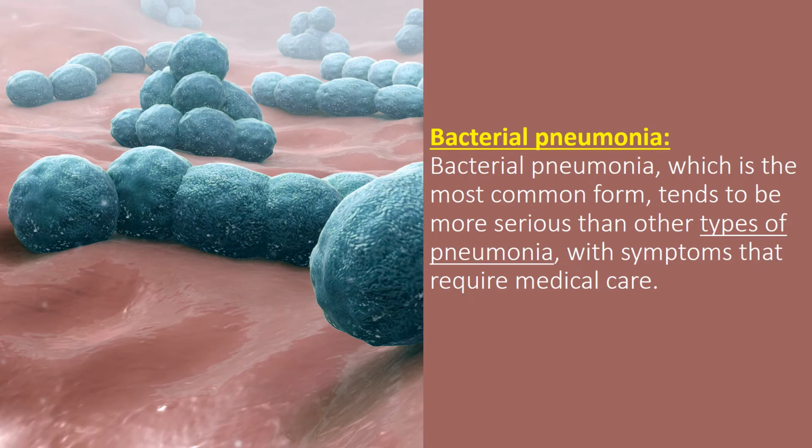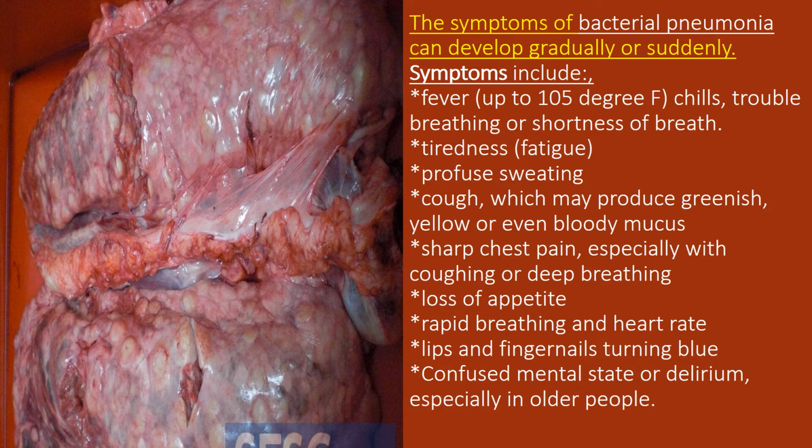Bacterial pneumonia, which is the most common form, tends to be more serious than other types of pneumonia with symptoms that require medical care. The symptoms of bacterial pneumonia can develop gradually or suddenly. Symptoms include fever, chills, trouble breathing or shortness of breath, tiredness, profuse sweating, cough, which may produce greenish yellow or even bloody mucus, sharp chest pain, especially with coughing or deep breathing, loss of appetite, rapid breathing and heart rate, lips and fingernails turning blue, and confused mental state or delirium, especially in older people.